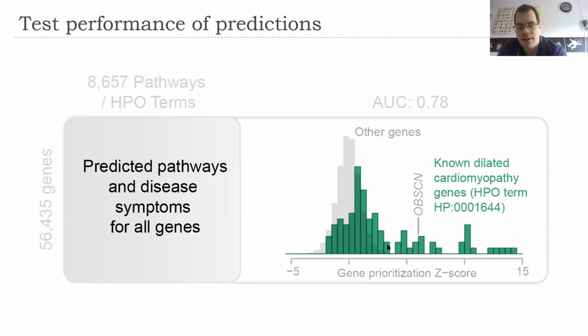And here in the histogram, we show the dilated cardiomyopathies again. In gray, we have the background distribution of genes that are not yet associated to DCM. And in green, we have the distribution of the known DCM genes. It's not very visible because it's a density plot, but there's actually a bit of a tail here. So there are a few dozen genes in the tail that also get a very high score. And one of these is this OBSCN gene that I already mentioned before, and I will get back to this gene later.